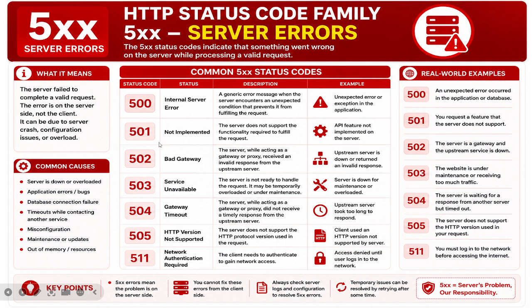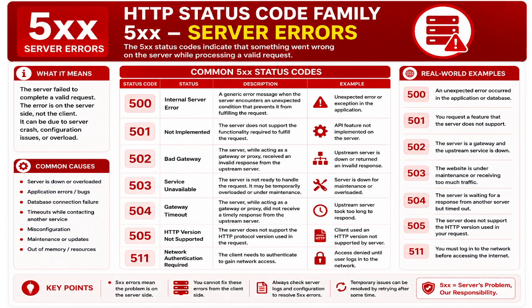If the status code is 501 Not Implemented, it means the API feature is not implemented on the server side, in the communication between front end and back end. Then 502 means Bad Gateway, like the server is down or returned an invalid response. 503 means, for example, the server is under maintenance and the service is unavailable. Such kind of things are there in the status codes.